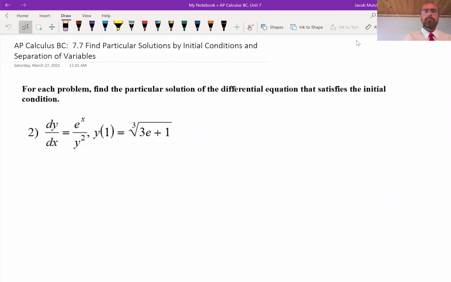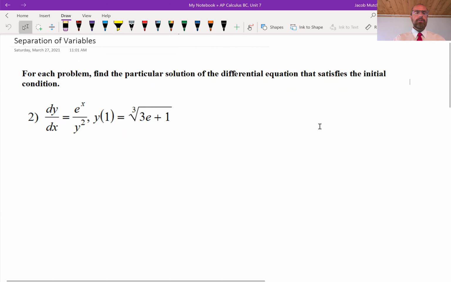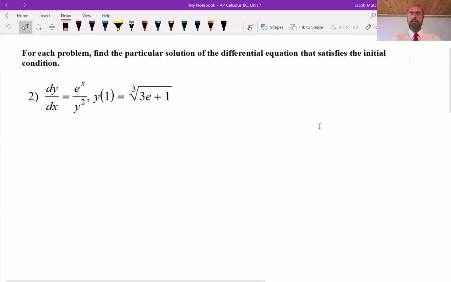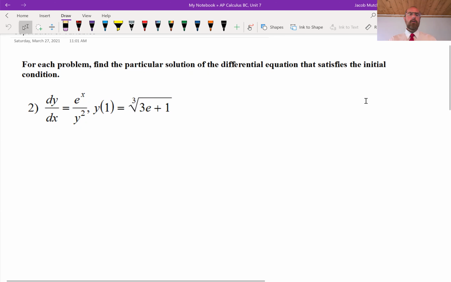Welcome to Calculus. Today we will investigate how to find particular solutions by initial conditions and separation of variables. We'll take a look at three differential equations. Our first example is the differential equation dy/dx equals e to the power of x over y squared, and our initial condition is given as y at 1 equals the cube root of 3e plus 1.